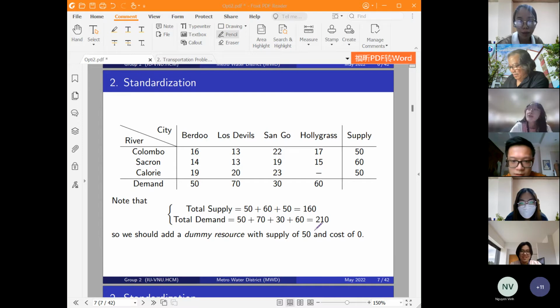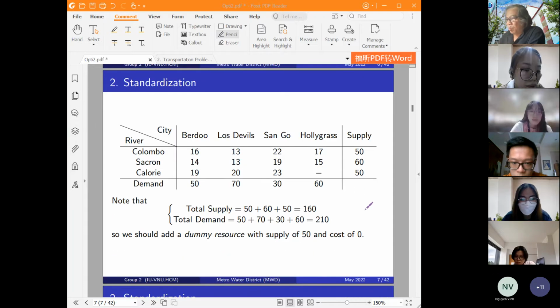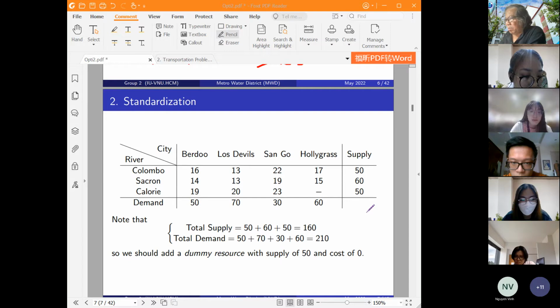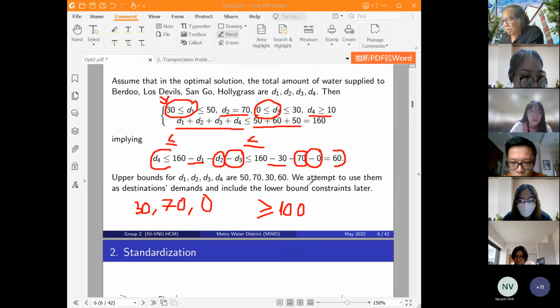Look at the table presented here. Note that the total supply is 160, while the total demand is 210. So we need to add a dummy resource of 50. Just a moment. In this case, why do you choose the demand as the maximum? Why?